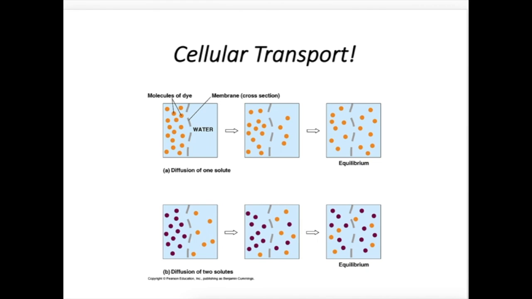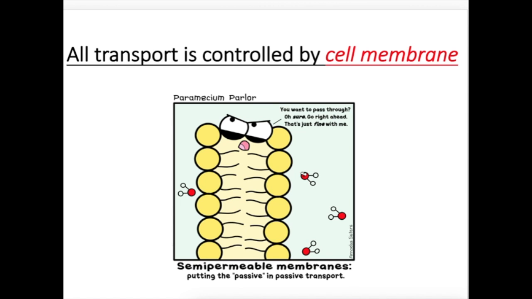So far in class we've talked about cells, what cells are made of, what's inside cells. Now let's talk about how cells move stuff, how cells transport their stuff around. So the first thing we need to know is that all transport is controlled by the cell membrane. So right next to cellular transport, write the word cell membrane, circle it.